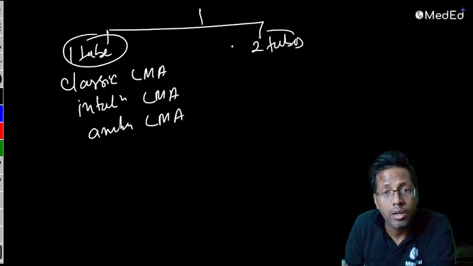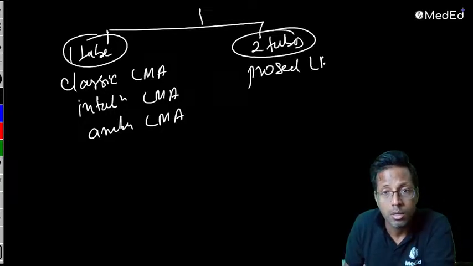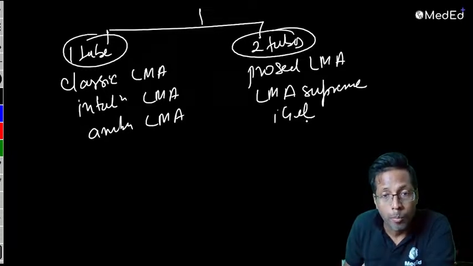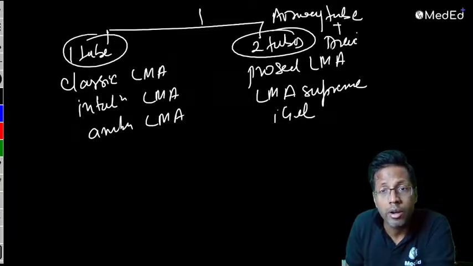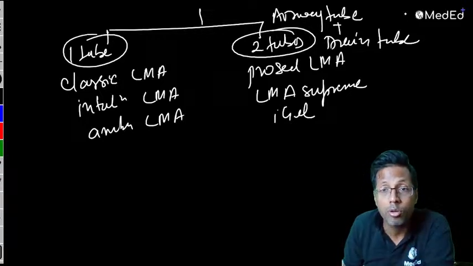There are only 3 devices with 2 tubes. You get ProSeal LMA, you get LMA Supreme, and you get iGel. The point is, these 2 tubes means it has one airway tube from where ventilation can take place, and a drain tube from where suctioning of the stomach can take place, and therefore this can be used.